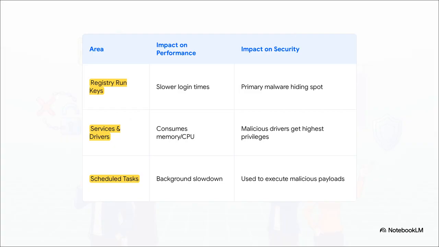And this, right here, connects all the dots. Sure, having too many programs in your registry run keys will slow your login to a crawl, but now look at that row for services and drivers. A rogue driver isn't just a performance problem. It's running in kernel mode with the highest possible privileges. That's the digital equivalent of giving a thief the master key to your entire house.